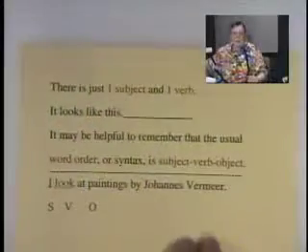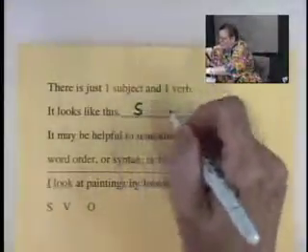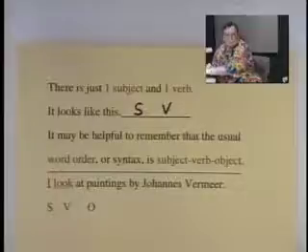So in this particular sentence, this is what it looks like. You might make a note next to the example in your book. It has one subject and it has one verb. That's what it looks like.